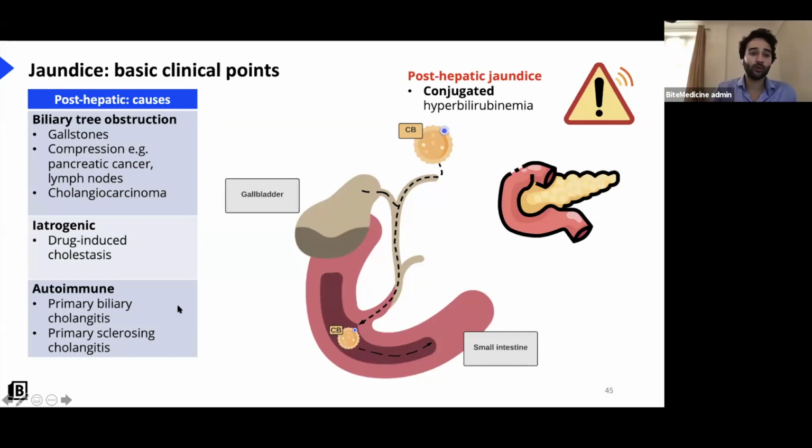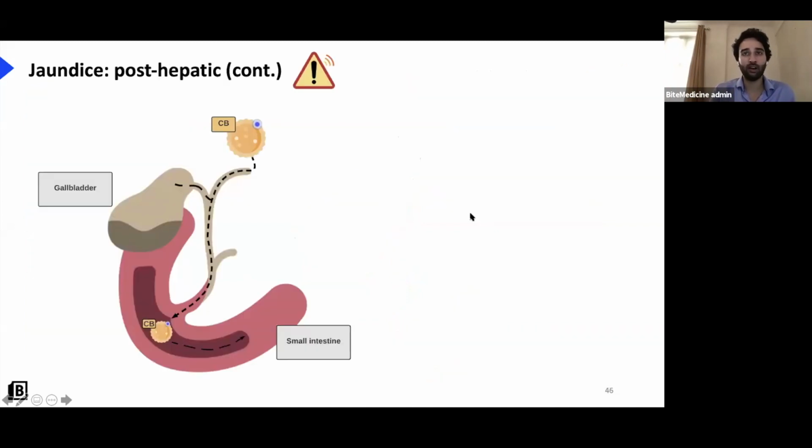And then there are a couple of autoimmune causes as well, like we mentioned before, PBC and PSC, which can damage your intrahepatic ducts in the case of PBC, or extra- and intrahepatic ducts in the case of PSC. And that's why you get a large amount of conjugated bilirubin in your blood, because this whole process is being impeded by some kind of obstruction, whether it's mechanical obstruction, strictures, or drug-induced, whatever it may be. But that doesn't quite answer the question of why we are getting pale stools and dark urine.